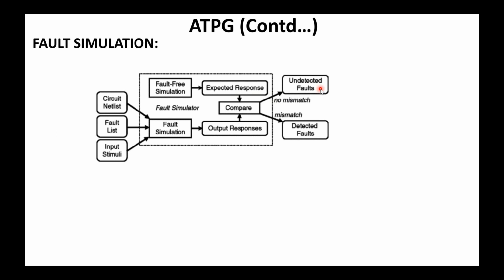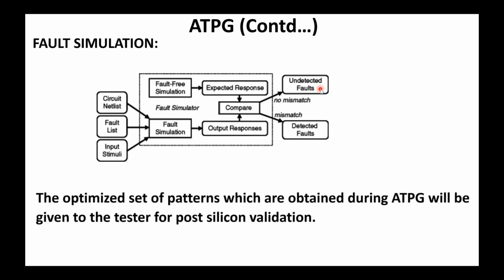And during ATPG, our tool will be able to generate an optimized set of patterns. So why an optimized set of patterns? Because whichever pattern detects all the faults, only those patterns our tool will be placing in our final pattern list. So for example, if you consider a simple AND gate, 11, 10, 01, these three patterns are sufficient to detect all the faults in the AND gate. So in the final pattern list, the tool will just keep these three patterns alone.